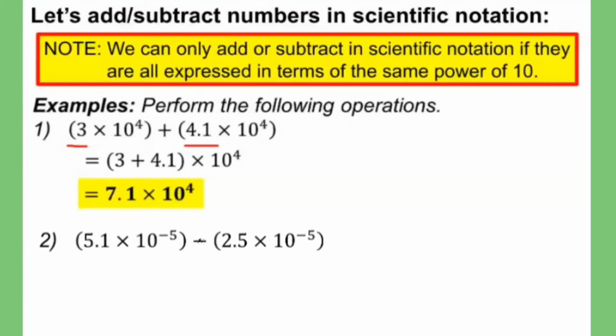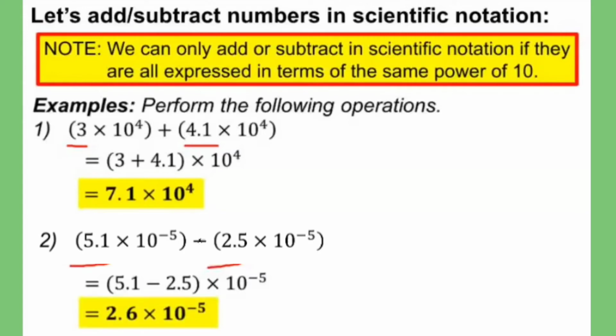So, ang gagawin lang natin, isa-subtract natin ang ating first factors na 5.1 at 2.5. We will have 5.1 minus 2.5. Then, kokopyahin lang natin ang 10 raised to the power of negative 5. Now, 5.1 minus 2.5 is equal to 2.6. Then, we just copy again 10 raised to the power of negative 5. At ito na nga ang ating final answer.